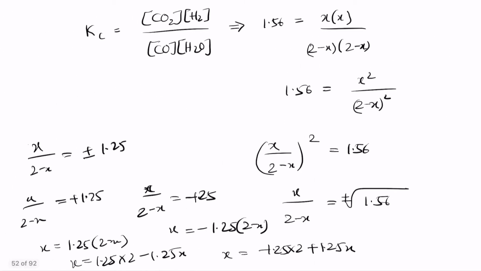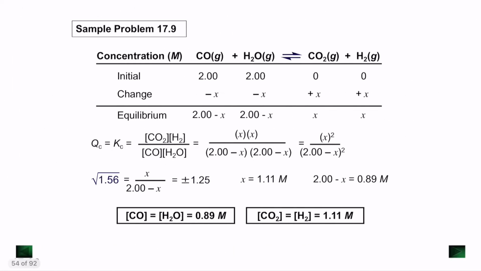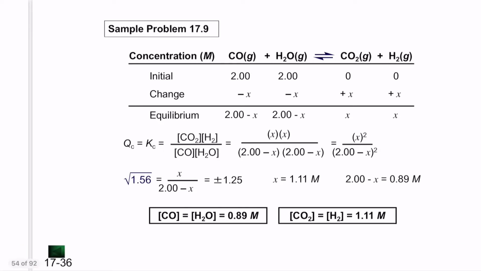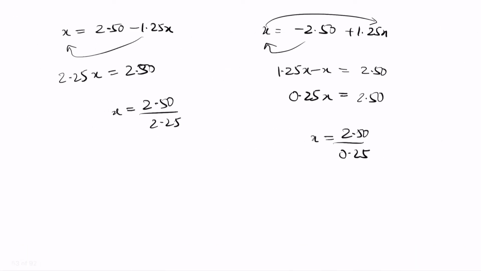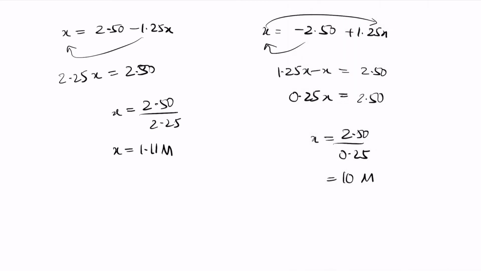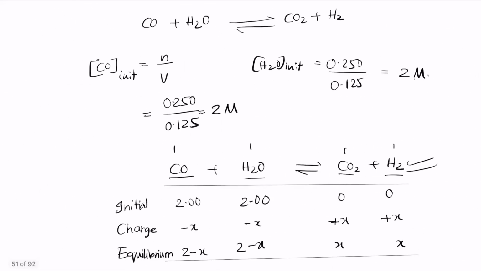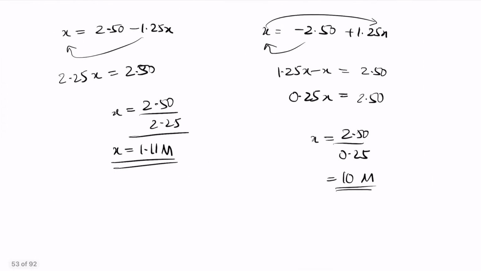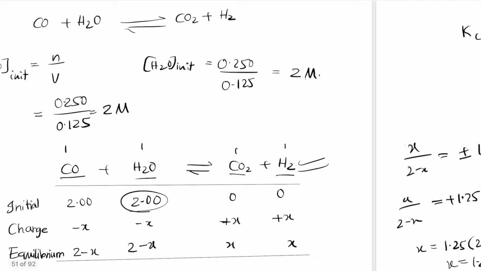So based on the values that we have right here, when you calculate, you get an x value of 1.11, and here you get an x value of 10. But notice that x generally cannot exceed the initial concentration, which means that this is not applicable. So this is the only answer. If x is 1.11, we can write that 2.00 minus x becomes 0.89 M. So they have given us everything.